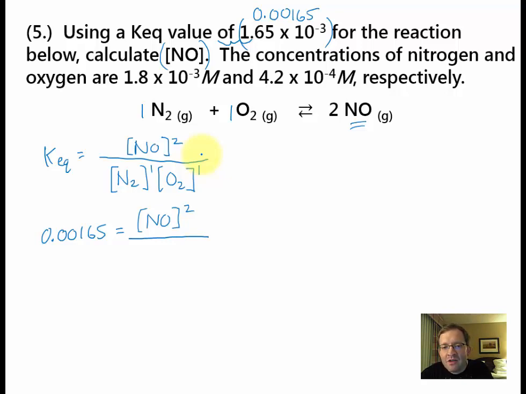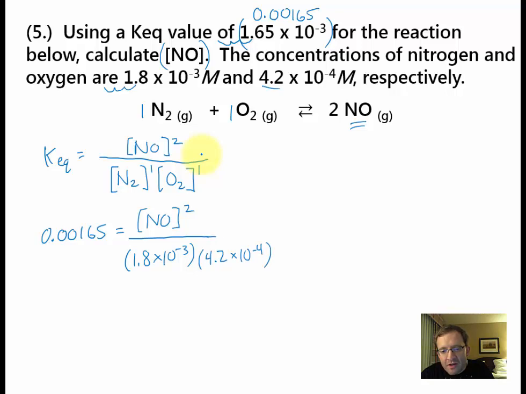Well, it tells me that my nitrogen and oxygen are 1.8 times 10 to the negative 3. And again, we can move our decimal over 3 positions here, or we can write it as it is. Either way, it doesn't make any difference to me, and it should give you the same answer as long as you're punching it in correctly. Again, if you don't use scientific notation, it'll save you with parentheses and worrying about order of operations if you just change those into regular numbers first, but it's up to you. And the other concentration is here, 4.2 times 10 to the negative 4.